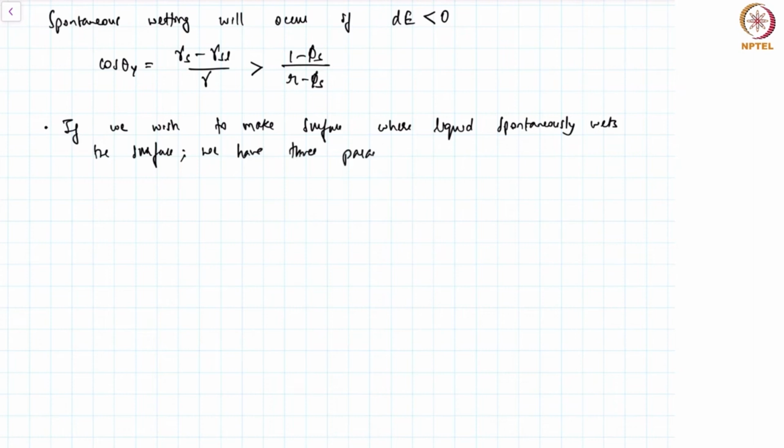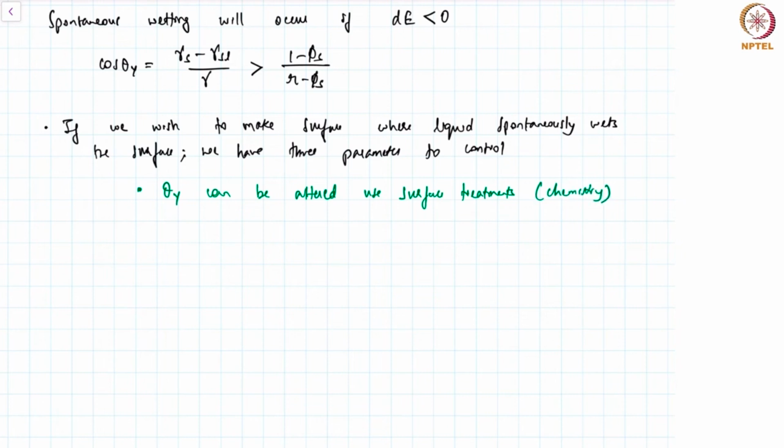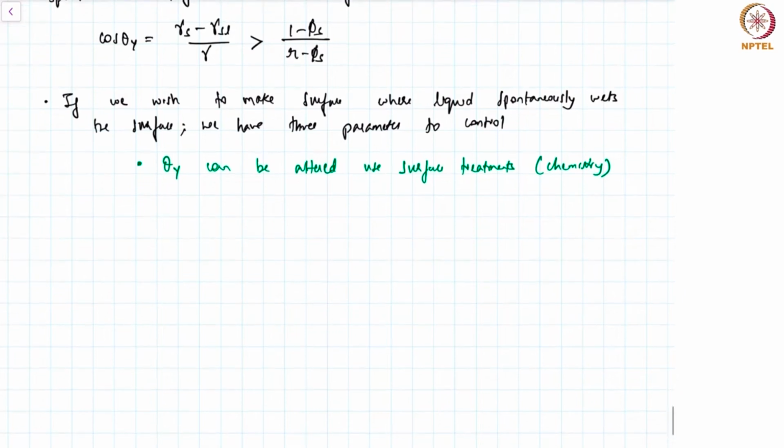3 parameters to control, such that the above inequality is met. What are the 3 parameters? The first one, theta y, can be altered using surface treatments. So this comes under the domain of chemistry. You can change the chemical nature of the surface. Therefore, the equilibrium contact angle theta y can change.